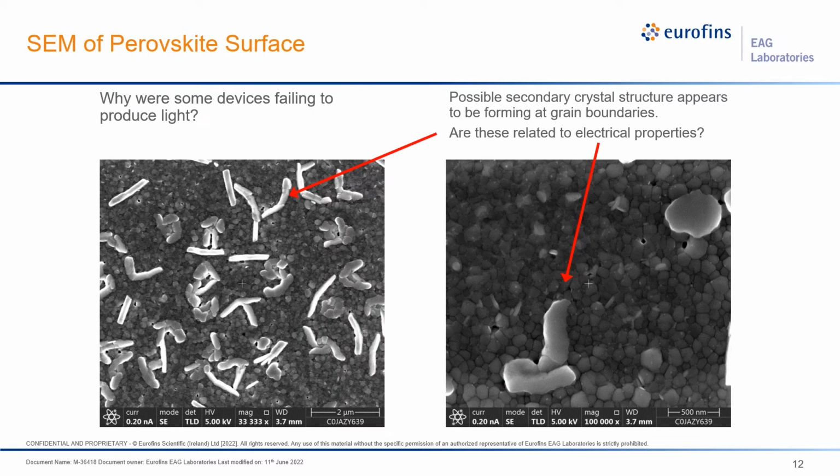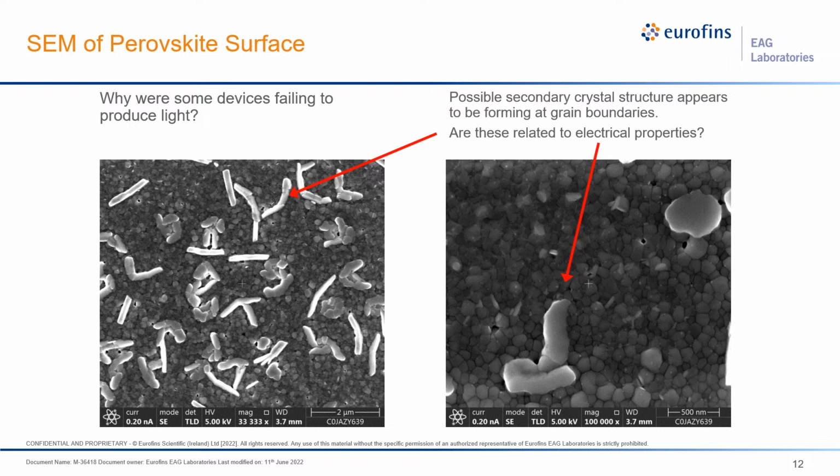I mentioned that some of the test structures were not lighting up. So the surface of the perovskite layer was analyzed with SEM to try to understand why. These bright features were found, which might be secondary crystal structures. In the higher magnification image on the right, you can see that these features appear to be thin. Some protrude from the surface, and they sometimes form at grain boundaries.